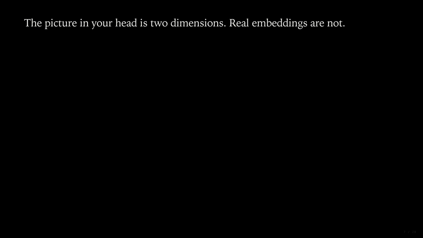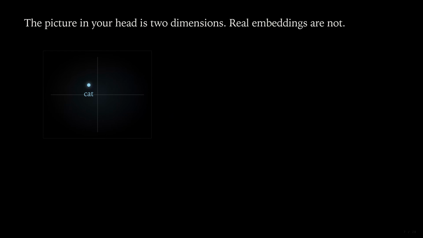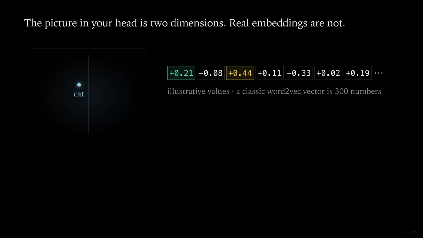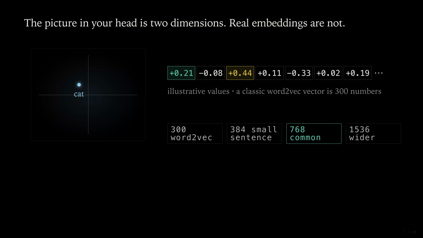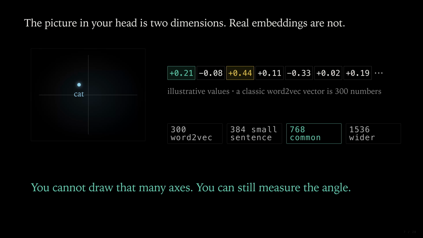Now the picture in your head is two dimensions, because that is what fits on a screen. Real embeddings are not that. A classic word to vector is 300 numbers. Modern sentence models often sit at 384, or 768, or 1536. You cannot draw that many axes. You can still measure the angle between 2 points, and that measurement is what the rest of this lecture uses.